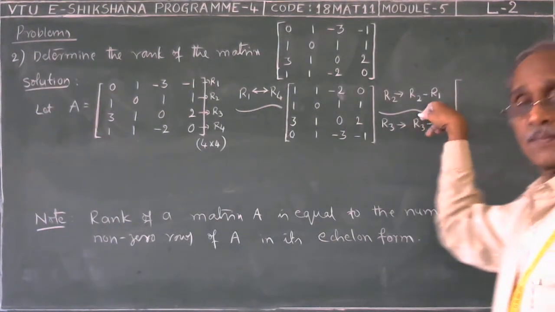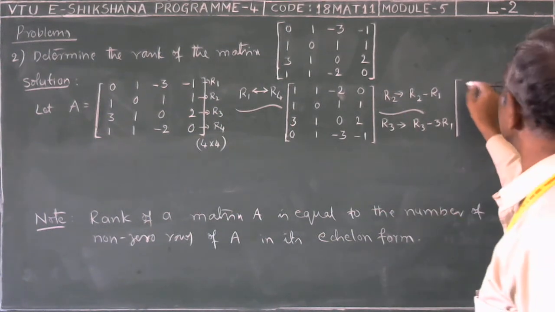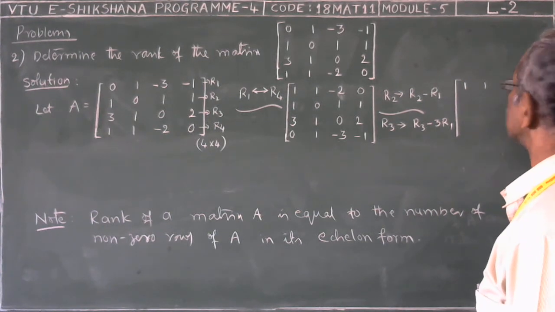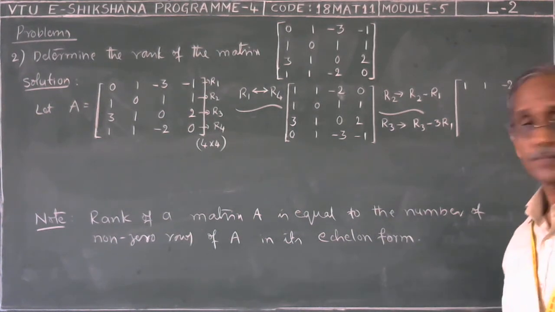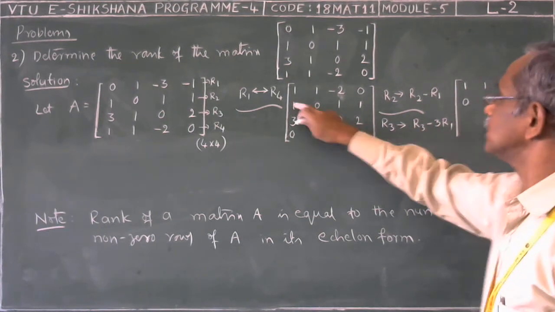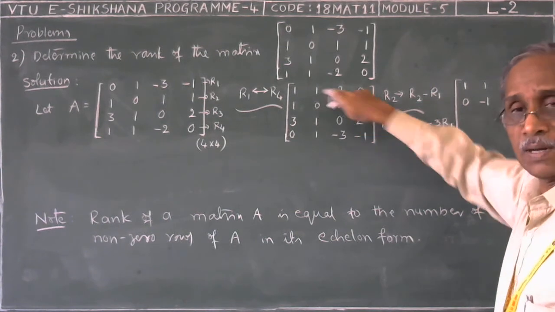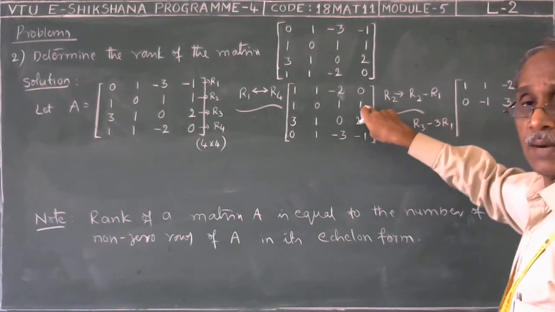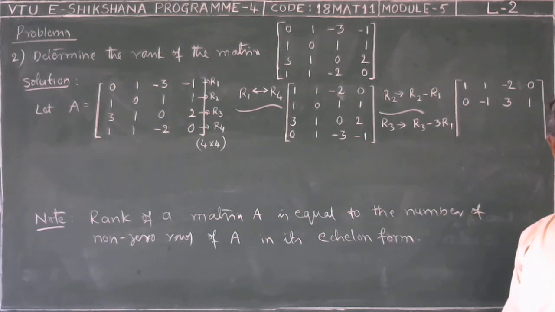R1 is being used to make changes in R2 and R3. So therefore, R1 is unchanged. So no change in R1: 1, 1, minus 2, and 0, and 0. 1 minus 1, 0. Very simple. 1 minus 1, 0. 0 minus 1, so minus 1. 1 minus of minus 2, that is 1 plus 2, 3. 1 minus 0, that is 1 only. So 0 minus 1, 3, 1.